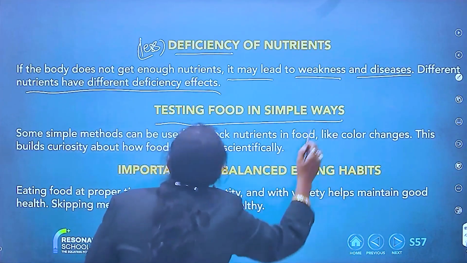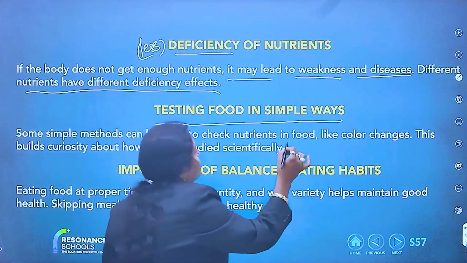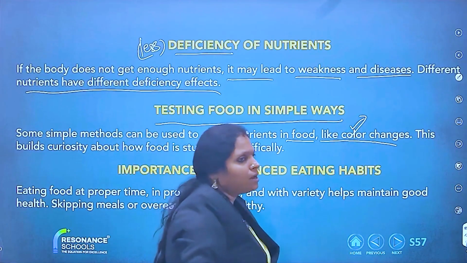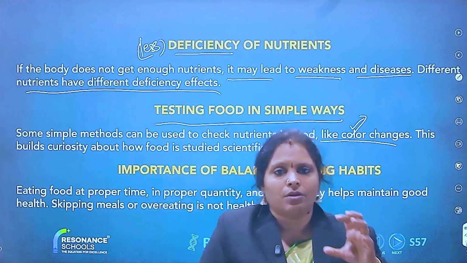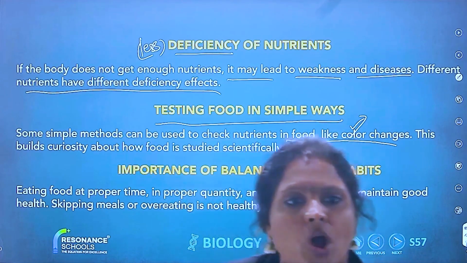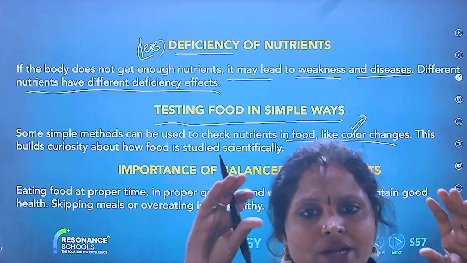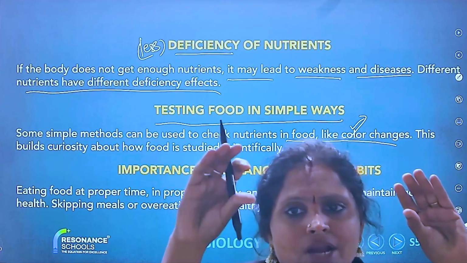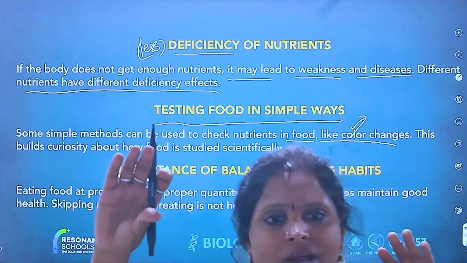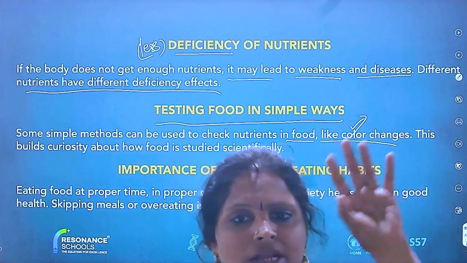Testing for food sample in simple ways. Some simple methods can be used to check nutrients in food, like color changes. Let me explain. You take some raw rice and some boiled rice. Raw rice here, boiled rice here. This right hand is raw rice and this left hand is boiled rice.